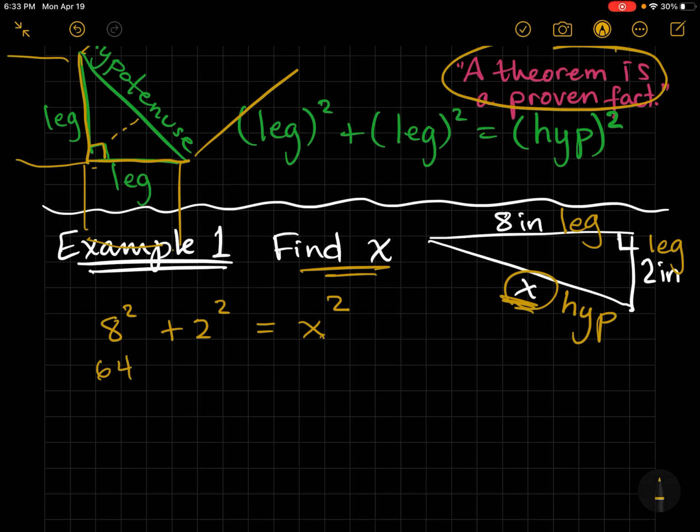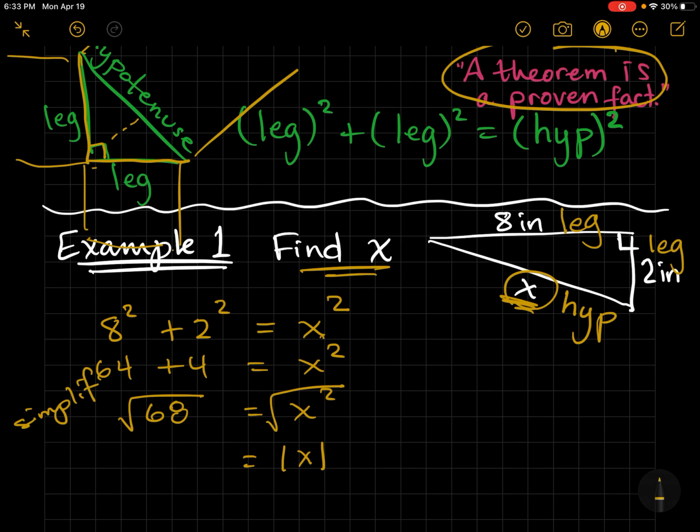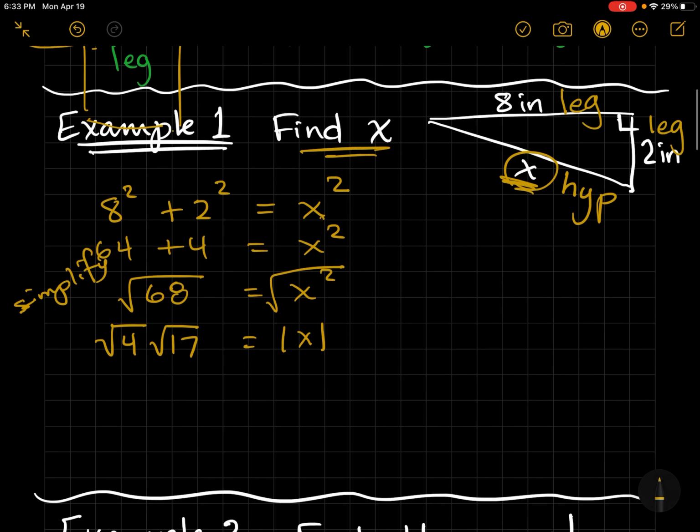So we get 64 plus 4 equals x squared, combining those like terms. And now taking the square root of both sides, we get the absolute value of x. And here, make sure you simplify this radical. Don't forget to simplify your radicals. So 4 times 17, which gives me 2 radical 17. And notice how I'm staying on the side of the equal sign. I'm not crossing over at all.